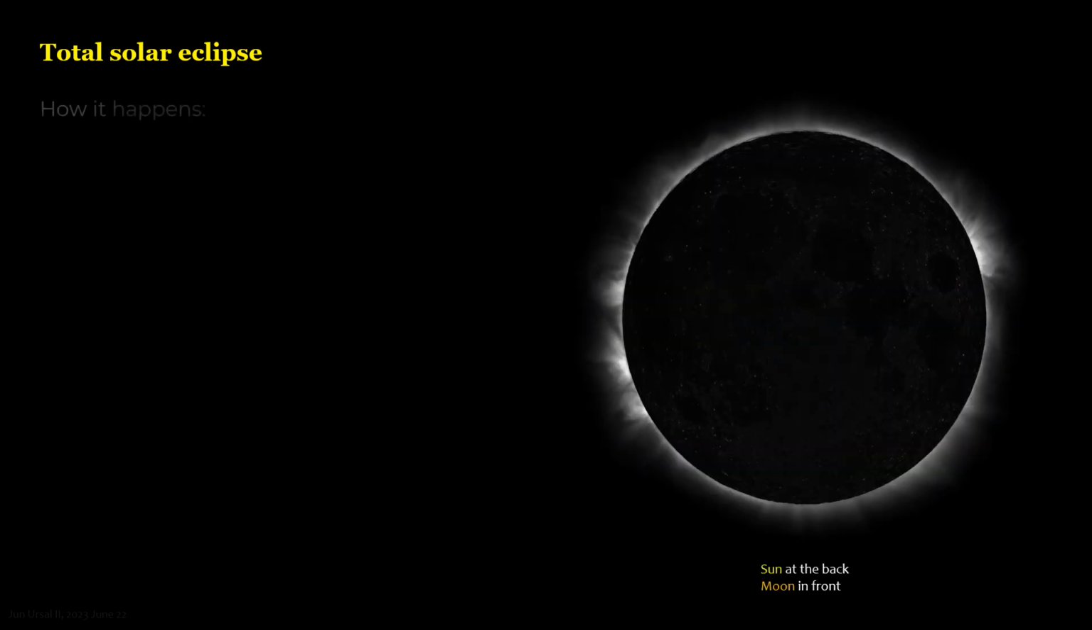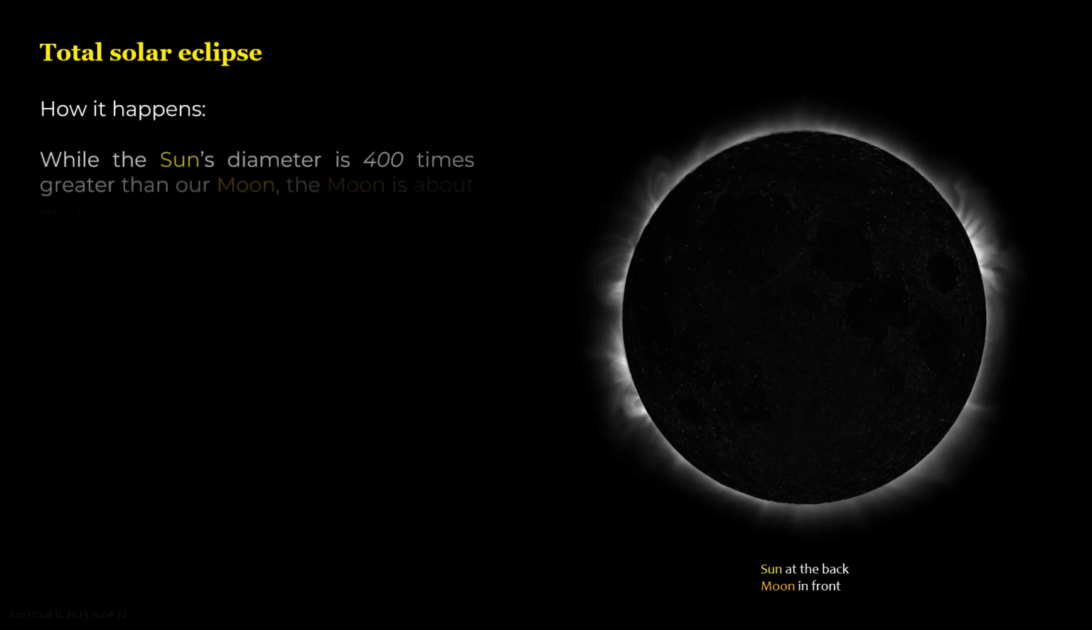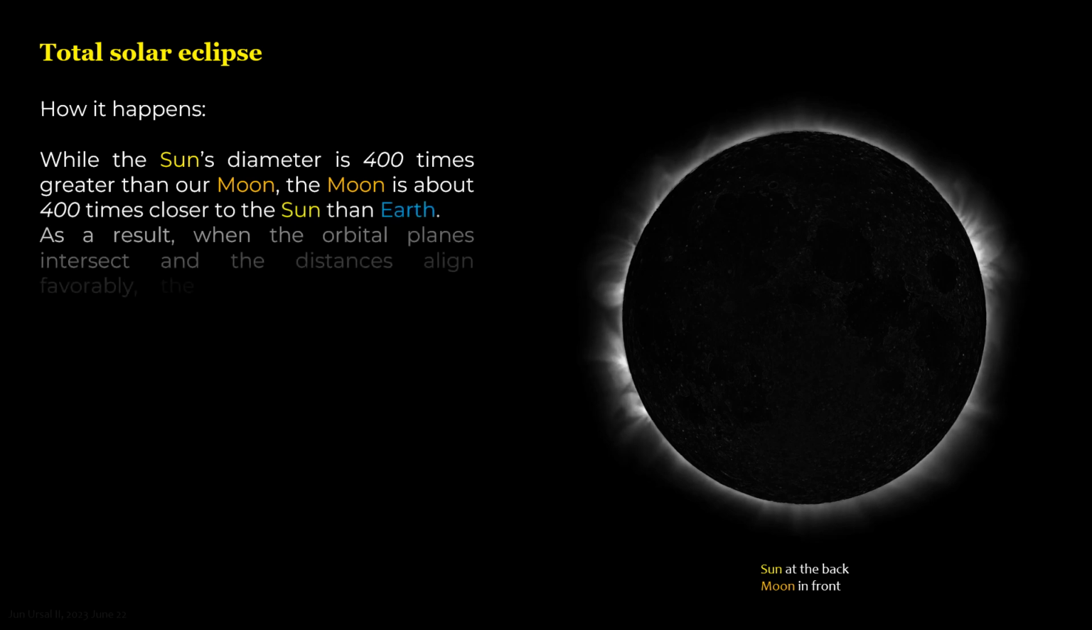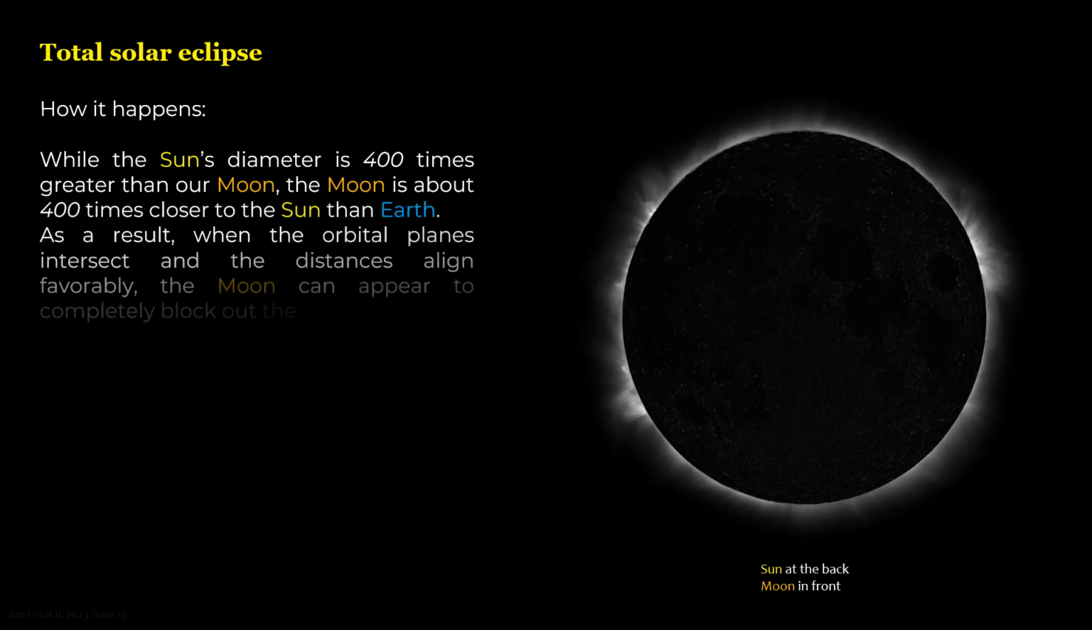How it happens: while the Sun's diameter is 400 times greater than our Moon, the Moon is about 400 times closer to the Earth than the Sun. As a result, when the orbital planes intersect and the distances align favorably, the Moon can appear to completely block out the Sun.